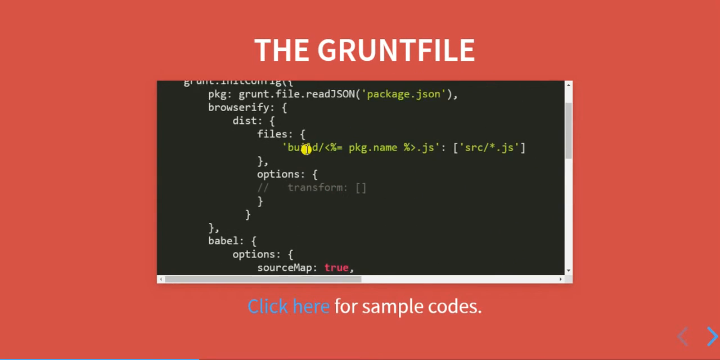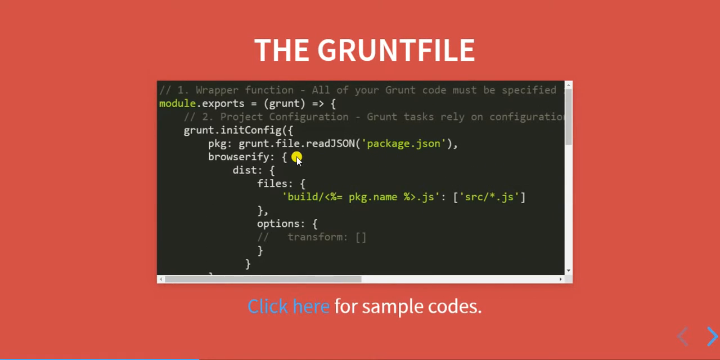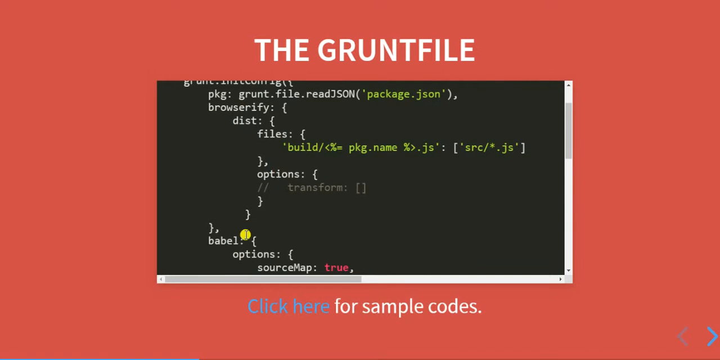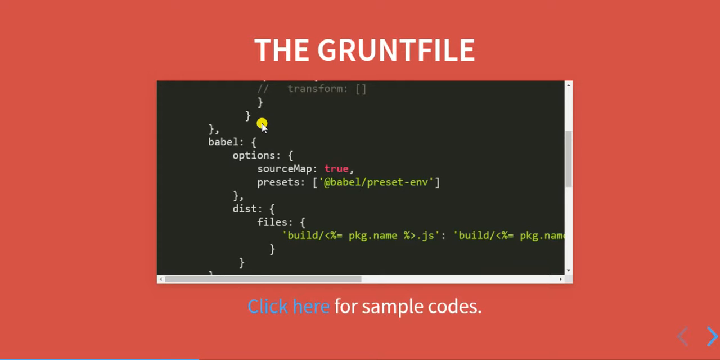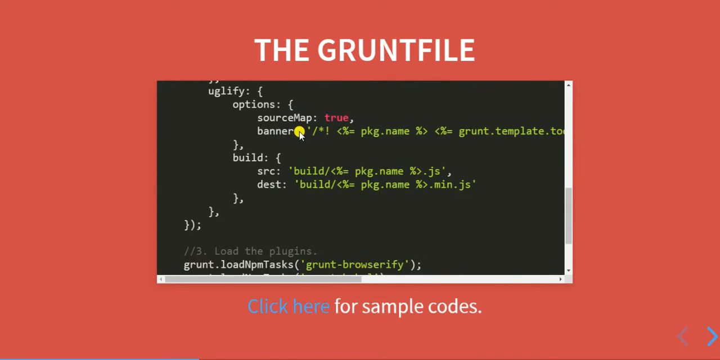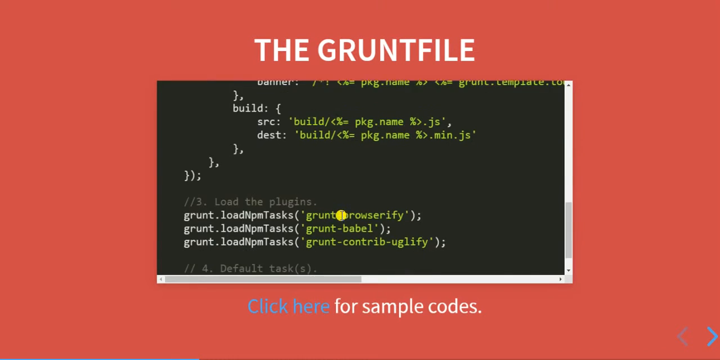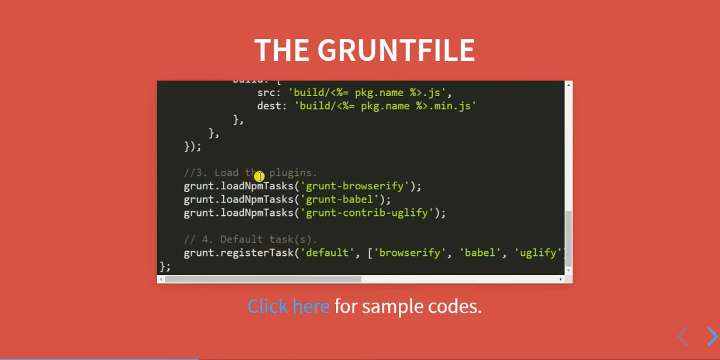So we have the configuration, get the file details from package.json, browserify command, babel command, uglify command to minify the files, and third step, we need to load the plugins. Finally, call the tasks. Register as default task.